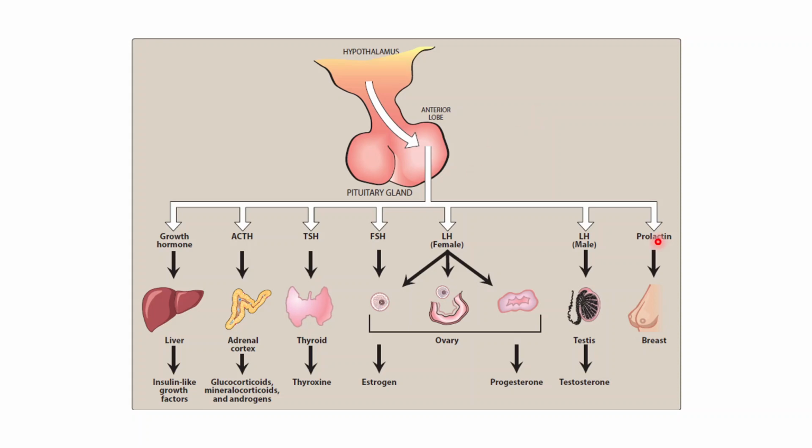So then there is prolactin, and prolactin is a peptide hormone that is secreted by the anterior pituitary, and it is used for lactation stimulation, and also it decreases the libido in women, and also decreases reproduction.